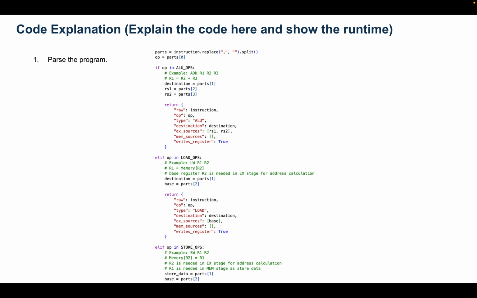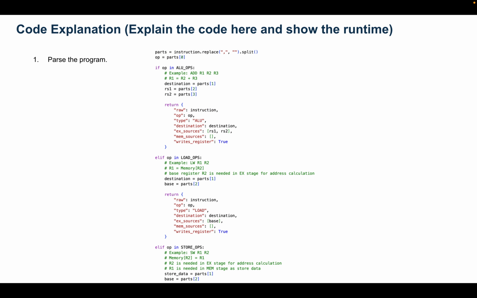Second, the hazard detection function checks whether the current instruction depends on a previous instruction. Third, the scheduler inserts stalls when they are needed. Fourth, the SymPy simulation runs the schedule, the instruction sequence, and generates a cycle-by-cycle pipeline table. Finally, I calculate performance metrics such as total cycles, CPI, and stall counts.